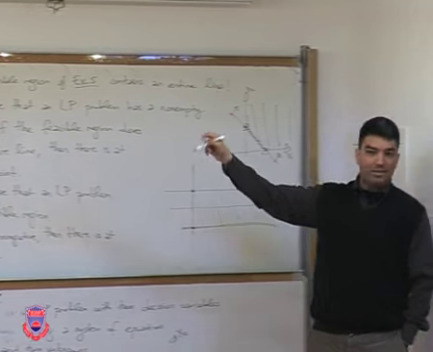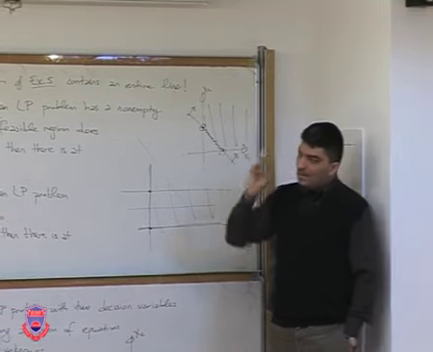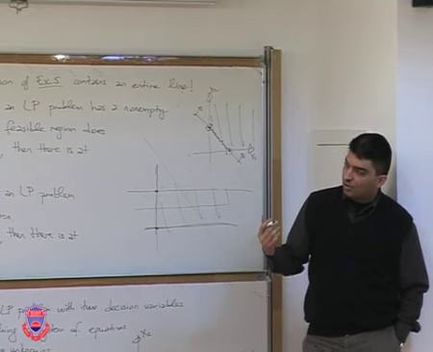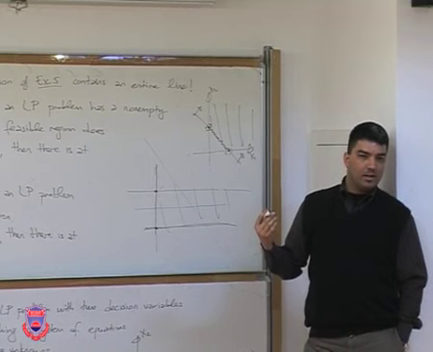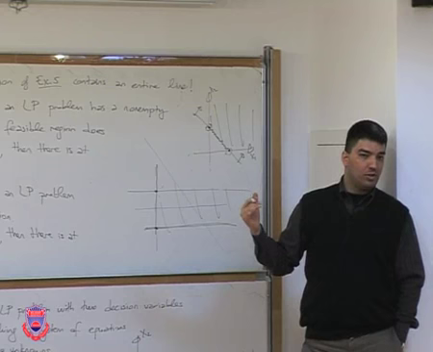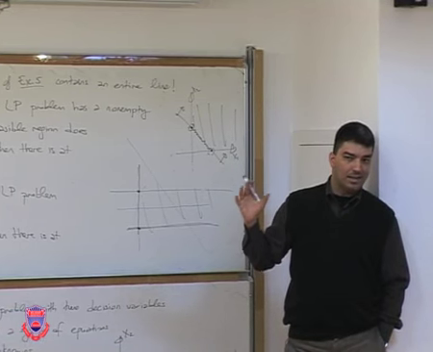Now, before we stop, there's one last thing that I want you to be careful about. Please read this statement carefully. It says that if there is an optimal solution and if there's a corner point, then there's always a corner point which is optimal. So what it doesn't say is the following. It doesn't say that every optimal solution is a corner point. Okay? It doesn't say that.